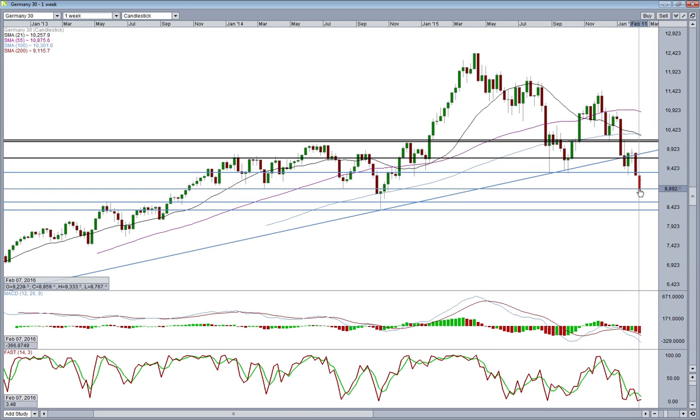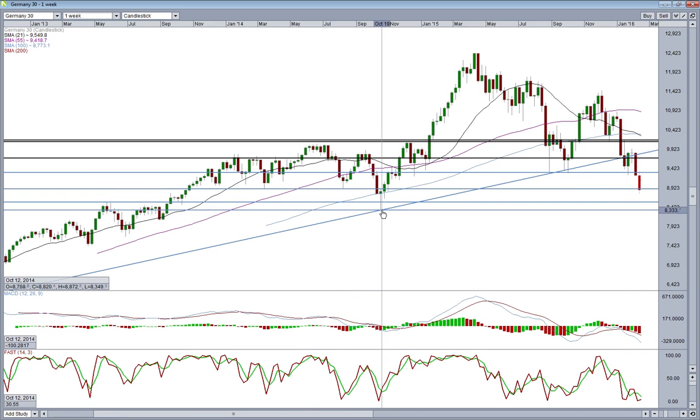Now, this 8900 level could have provided some temporary support, having done so previously. At the moment, it doesn't appear to be doing a very good job, which brings my eyes back towards these 8350 to 8550 levels, prior resistance, prior support. This is the next very important region for me.